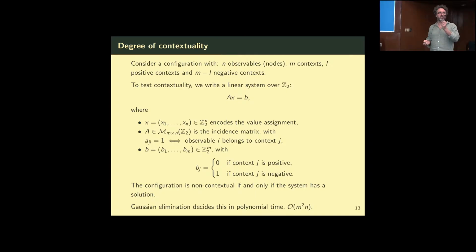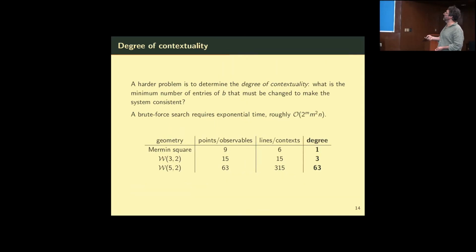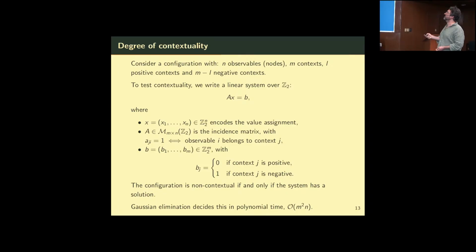But there is another question which is more interesting than just deciding if the configuration is contextual or not, which is to decide how much it is contextual. How bad is the situation? How far is any classical model from being capable of reproducing the predictions given by this configuration? In other words, how many values should I change to find a solution of this system? So one question is whether this system has a solution or not. We have an efficient algorithm. The other question is how many values of B should I change? What is the minimal number of values of B that I should change in order to make this system possible?